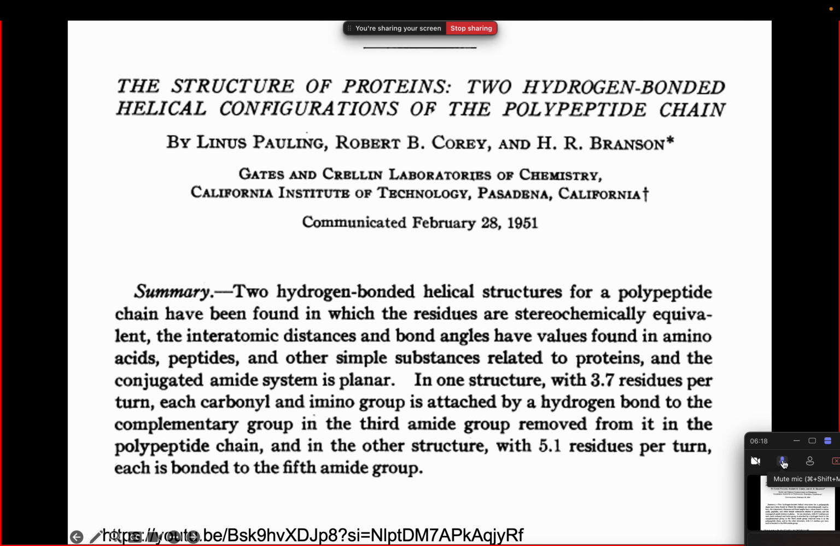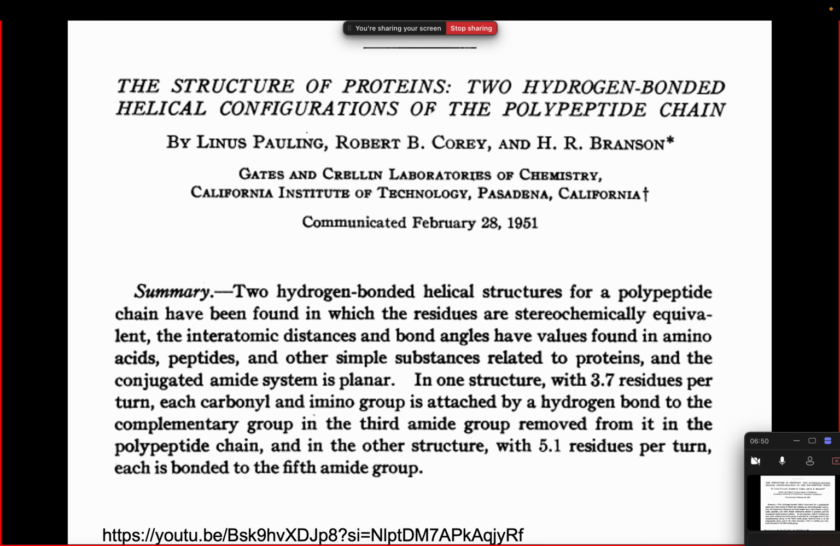We can start our discussion today. Before going into the structures of protein, I would like you to have a look at part of a paper, or the summary, which I am displaying. The title of the paper is The Structure of Proteins: Two Hydrogen Bonded Helical Configurations of the Polypeptide Chain. This was the first paper in which the secondary structure of proteins was reported, by Pauling and Branson, right?